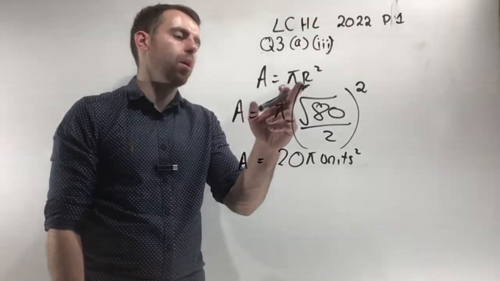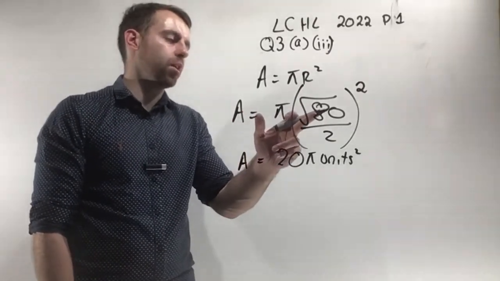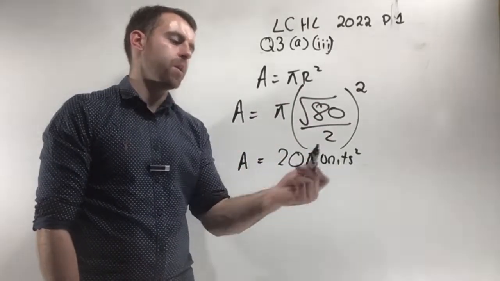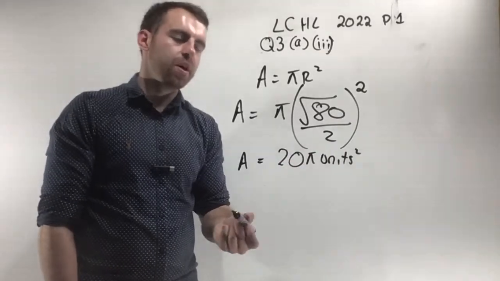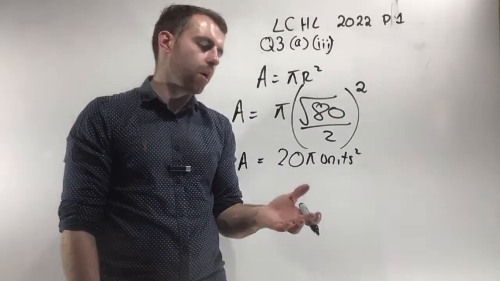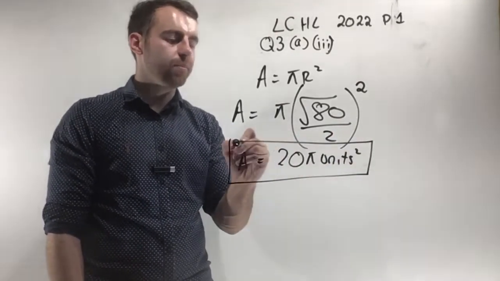The area of a circle is pi r squared, so it's just pi times root 80 over 2 all squared. And if you plug that into your calculator, root 80 over 2 squared is 20. The question asked me to leave my answer in terms of pi, so your final answer is simply 20 pi units squared.